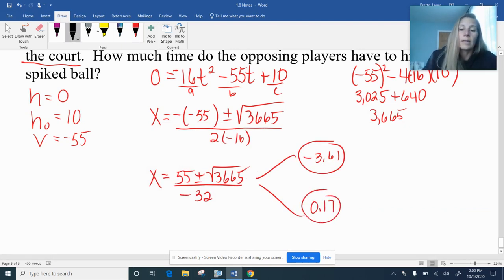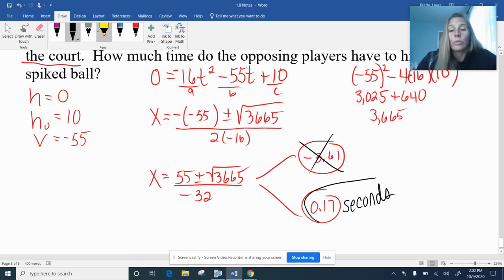Okay, now once again, the negative answer does not make sense. The positive is the only one that can represent time. So the proper unit of time here would be seconds, so 0.17 seconds.